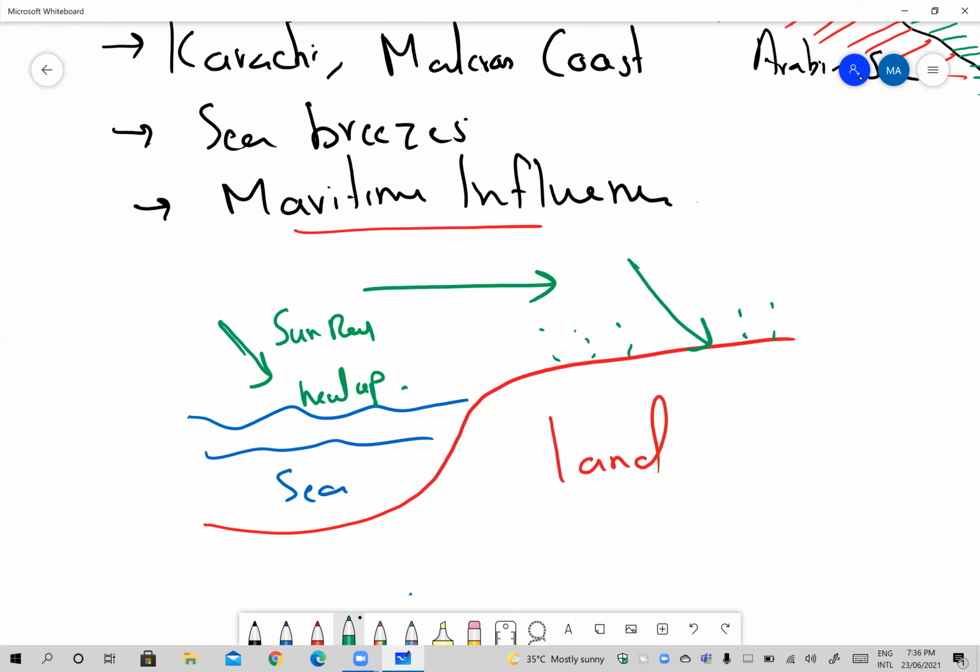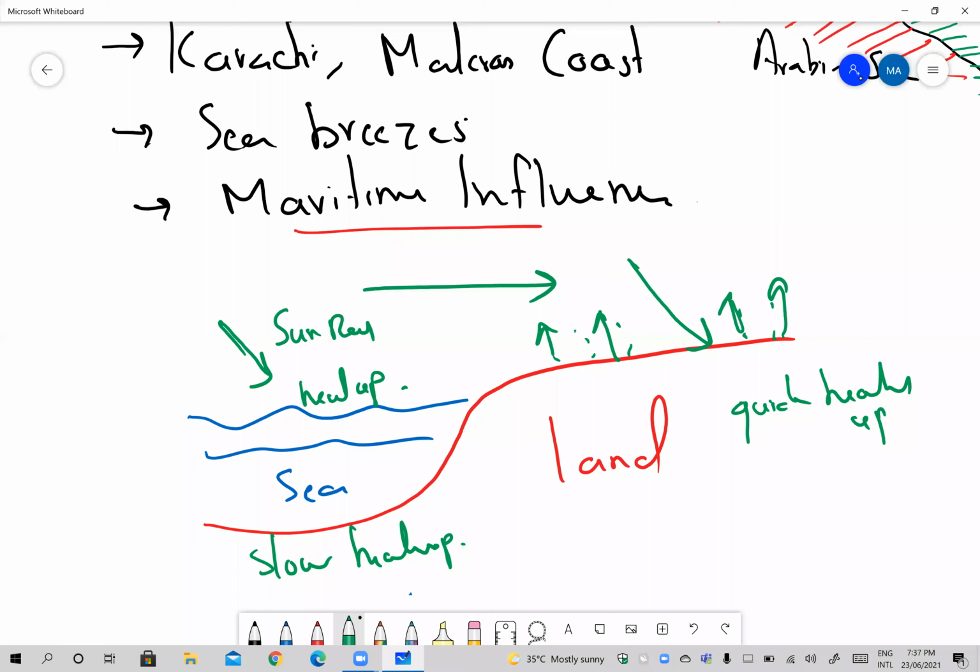The difference over here is that land heats up quickly, and the sea heats up slowly. Now, obviously, if the sea is heating up slowly, it will also radiate that heat slowly. And if land heats up quickly, it will radiate that heat quickly. So now, because land is radiating that heat very quickly, the temperature above this land will be very hot. But seas are relatively cooler because the radiation of heat is lesser on the seas as compared to the lands. So the area above the sea is cooler as compared to the area above the land.